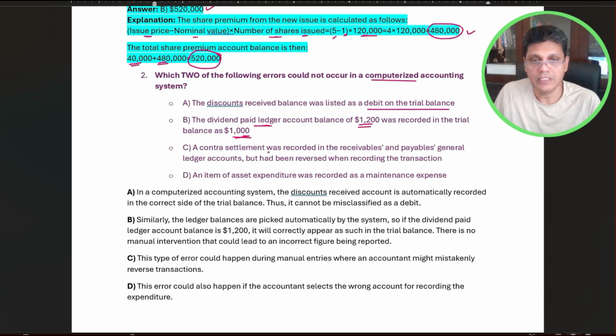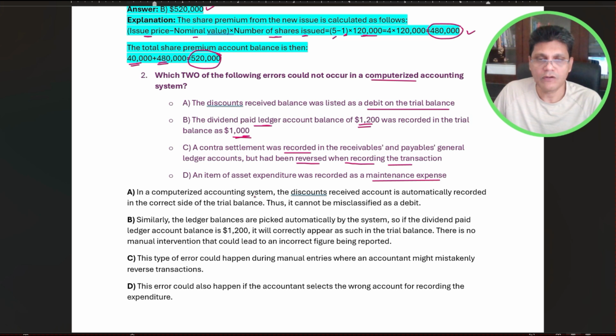A contra settlement was recorded in the receivable and payable general ledger accounts but had been reversed when recording the transaction. And an item of asset expenditure was recorded as a maintenance expense. If you take the first one, a discount received balance was listed as a debit on the trial balance, can this happen in a computerized accounting system?